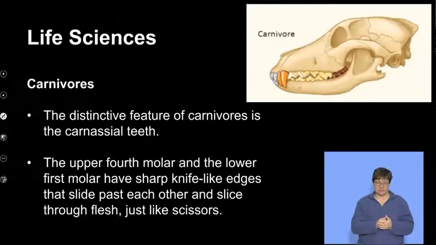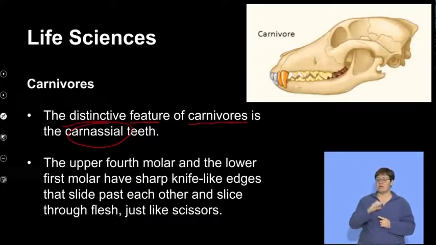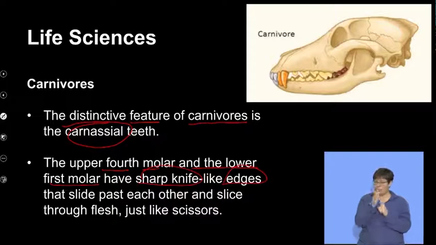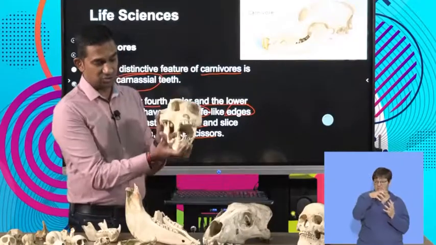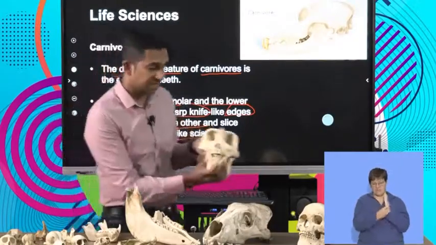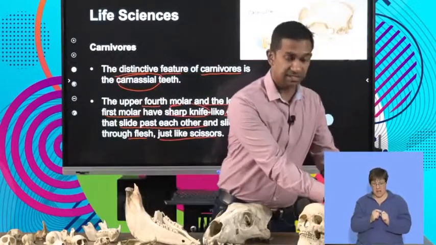Right, so the distinctive feature of the carnivore is its carnassial teeth, which I mentioned earlier on. The upper 4th premolar and the lower 1st molar have sharp knife-like edges, which I pointed out earlier on. So they're quite pointed with knife-like edges. And these slide past each other, slicing the meat through flesh just as a pair of sharp scissors would do. And so they're basically there to cut through the meat and to cut that up into smaller bits as it's swallowed.